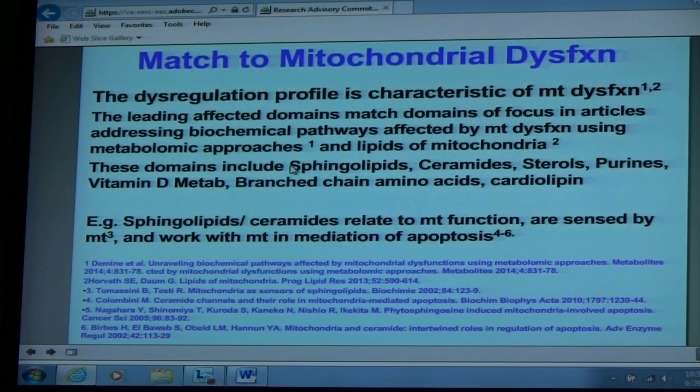One thing that I found remarkable was the match of these metabolomic data to reported profiles of metabolomic abnormality in the setting of mitochondrial dysfunction and papers focused on the lipids of mitochondria. So the reported domains involved in metabolomic mitochondrial dysfunction are sphingolipids, ceramides, sterols, purines, vitamin D metabolism, branched chain amino acids, cardiolipin, the things that we saw in this metabolomic profile. Next slide.